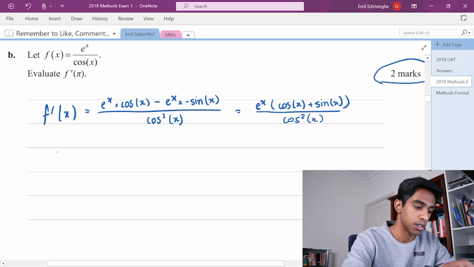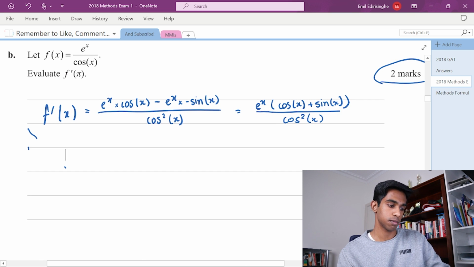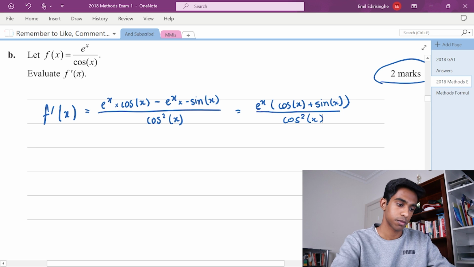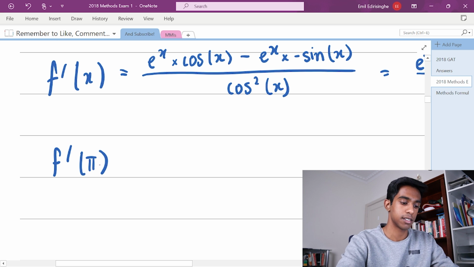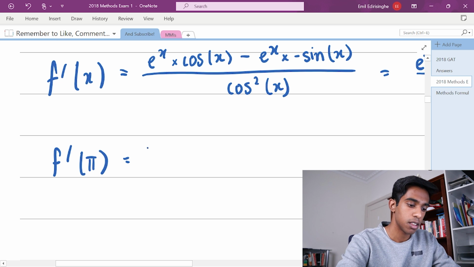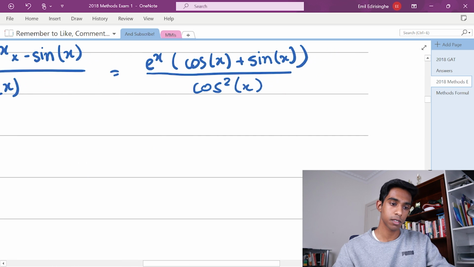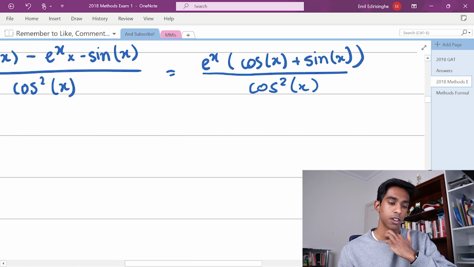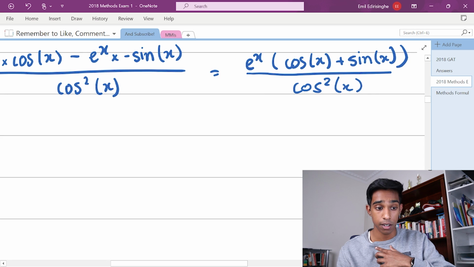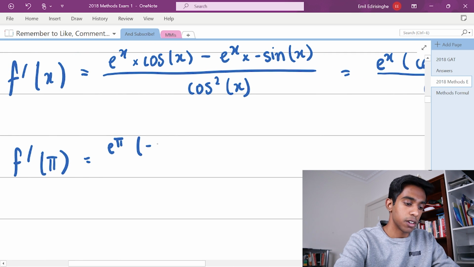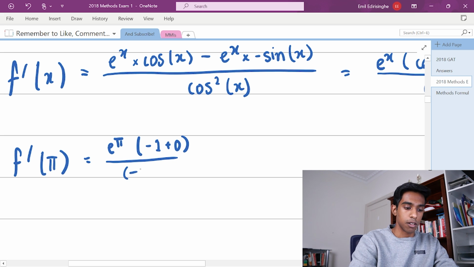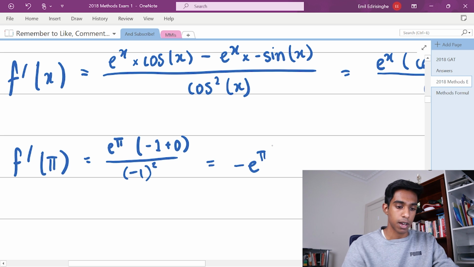So I'll sub in f dash of pi to get e to the pi (cos x plus sine x). Cos x will equal -1, sorry, when x equals pi. So you've got -1 plus 0 on -1 squared, and this is going to equal negative e to the pi.